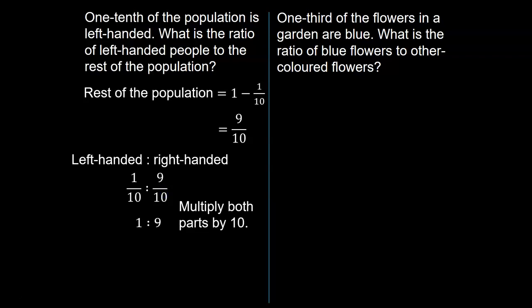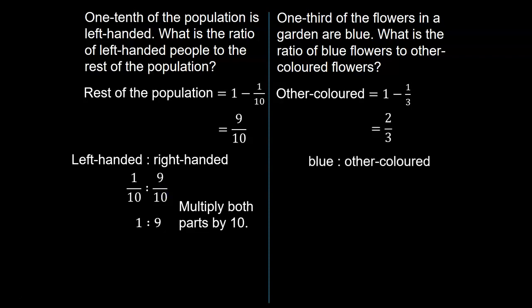Pause the video while you have a go at the second example. Okay, so 1/3 of the flowers in a garden are blue. What is the ratio of blue flowers to other coloured flowers? So other coloured flowers, 1 subtract 1/3, that gives us 2/3. So the ratio of blue flowers to other coloured flowers is 1/3 to 2/3. I don't like having fractions in my ratio, so I multiply both parts by 3 and I get 1 to 2.